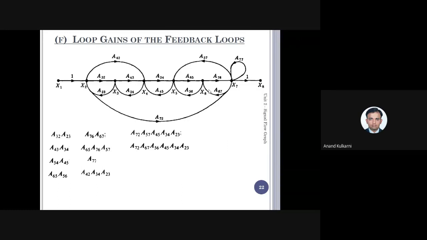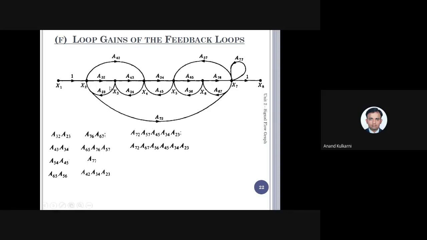Now, what are the loop gains of forward paths? Earlier they had asked only the loops. Now they asked the loop gains. So wherever the values are there, you only go on multiplying the transmittances which are associated with those loops.